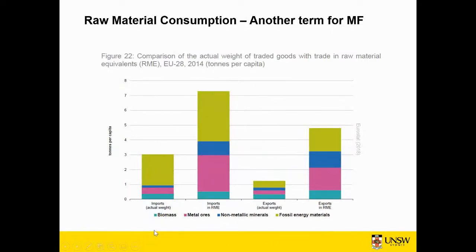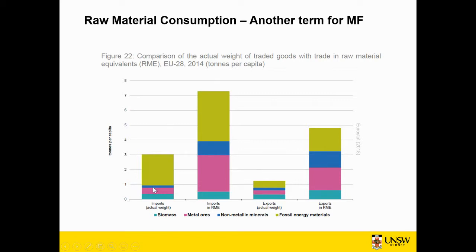So this is a breakdown of that, again, for the European Union. And we see how different types of materials can be broken down in terms of imports and exports. Here we see that when we compare the actual weight of imports and the actual weight of exports with the raw material equivalents, the raw material equivalents are way larger. And the proportional distribution between different types of materials also changes.